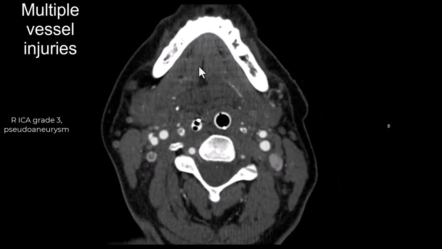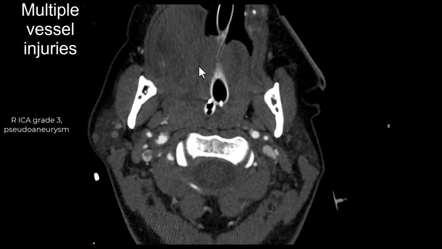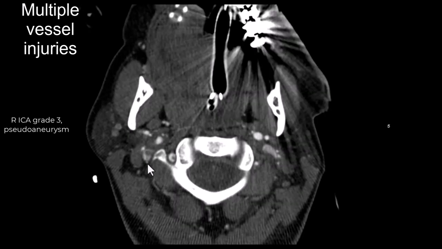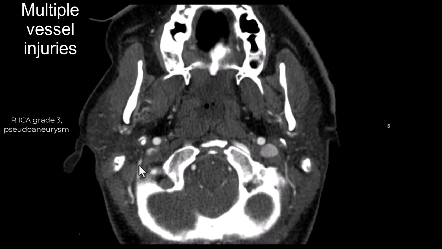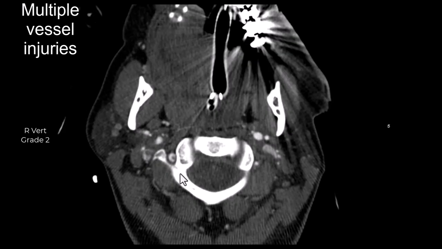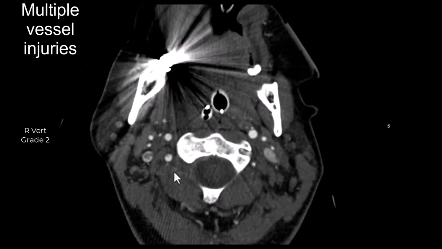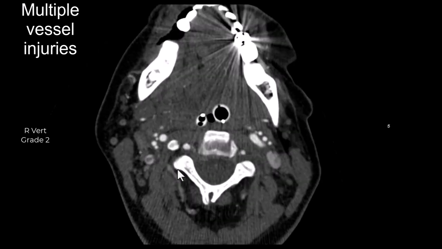Let's focus on the right internal carotid artery. This is the distal segment, and we see that it's tortuous, but then it has an area of outpouching of the column of contrast with flattening of the outer margin. That is a grade 3 injury with a pseudoaneurysm. But if we go backwards on the right vertebral artery now, we can see that that artery is also abnormal with a filling defect that rotates and causes more than 25% stenosis, and therefore is a grade 2 vascular injury.